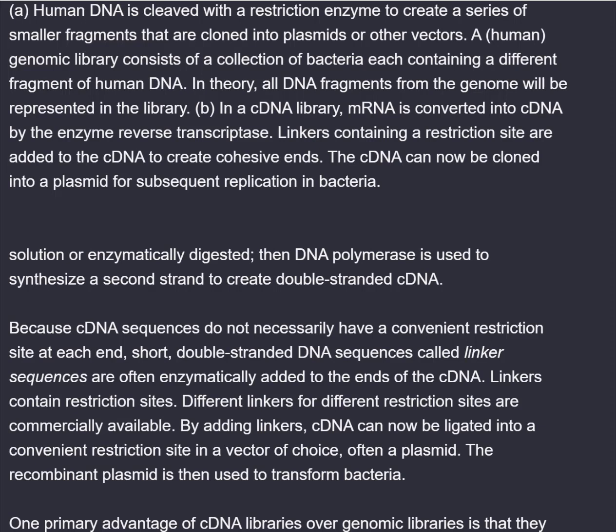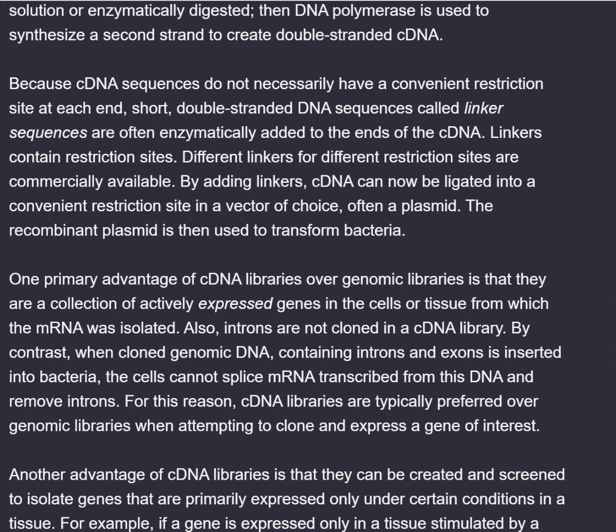B. In a cDNA library, mRNA is converted into cDNA by the enzyme reverse transcriptase. Linkers containing a restriction site are added to the cDNA to create cohesive ends. The cDNA can now be cloned into a plasmid for subsequent replication in bacteria. Solution or enzymatically digested, then DNA polymerase is used to synthesize a second strand to create double-stranded cDNA.